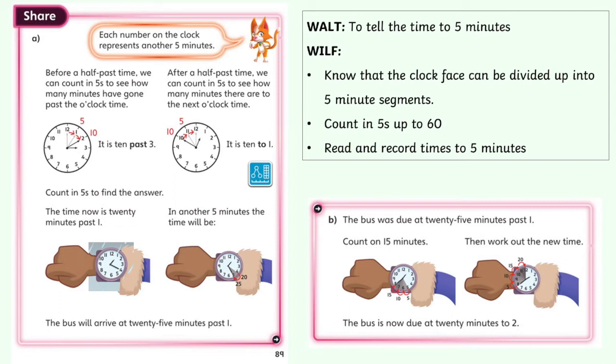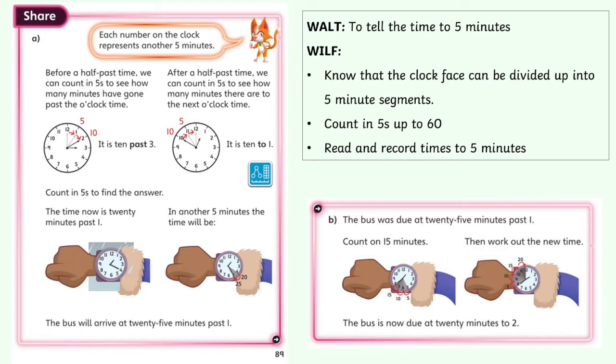So our first question said that the bus was going to arrive in 5 minutes and we were asked what time it will arrive. Let's have a think about the clock. Sparks up here says this: each number on the clock represents another 5 minutes. So when we're thinking about the minute hand and watching it travel around the clock, every time it reaches a new number, it's gone 5 more minutes.